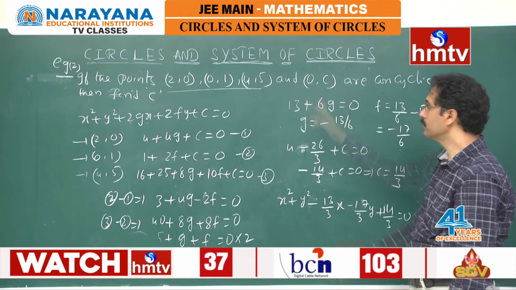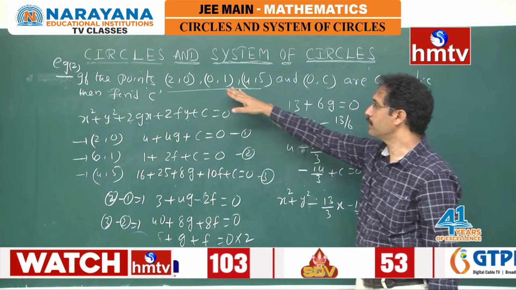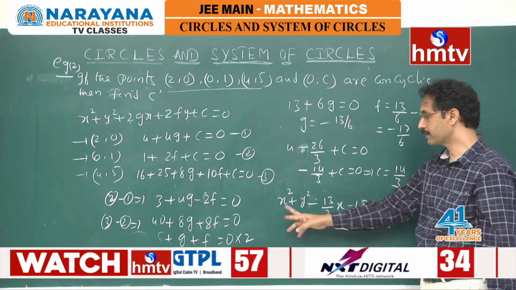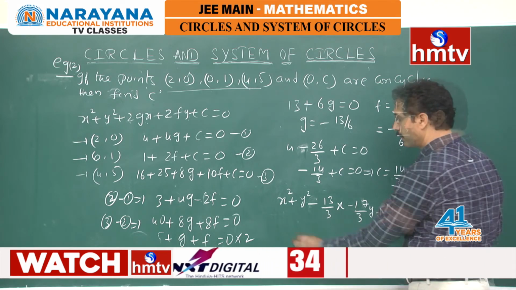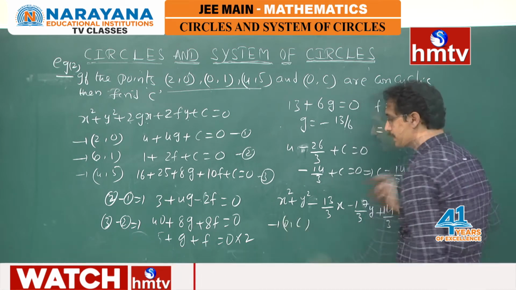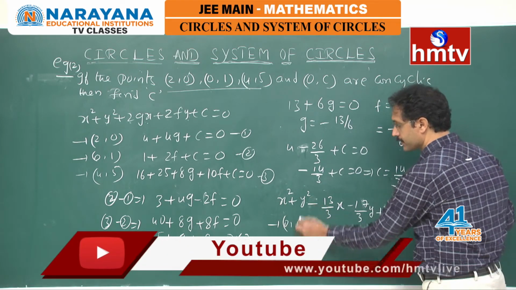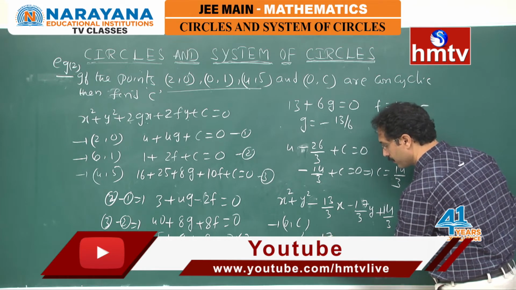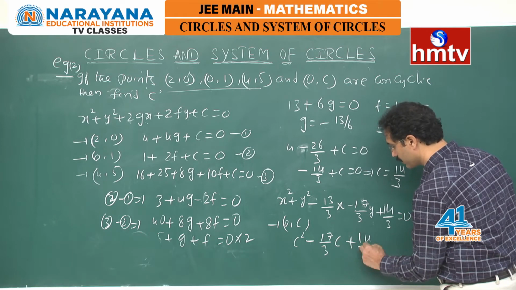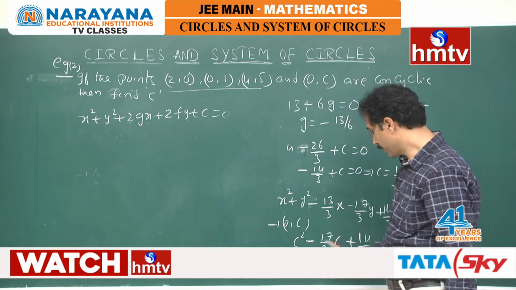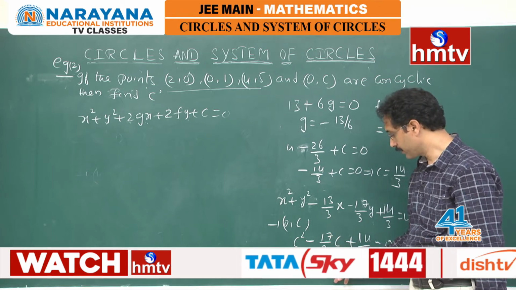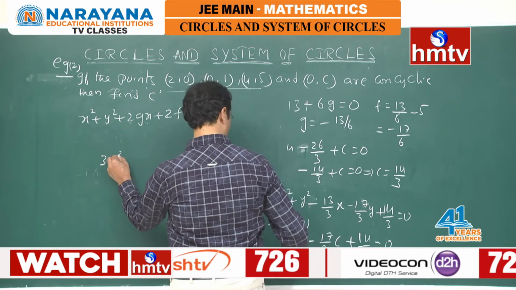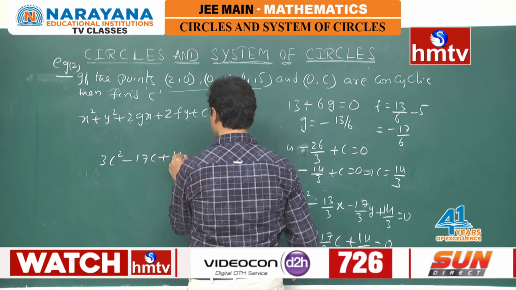Now, to find the C value, since all these points are concyclic, 0 comma c must satisfy this. So, we will substitute 0 comma c over here. If I substitute 0 comma c here, x is 0, y is c, it is c square minus x 0 means this is 0, and then minus 17 by 3 into c plus 14 by 3 is equal to 0. Now, on taking LCM, c square minus 17 by 3 into c plus 14 by 3, 3 is the LCM. So, you will get 3c square minus 17c plus 14 is equal to 0.